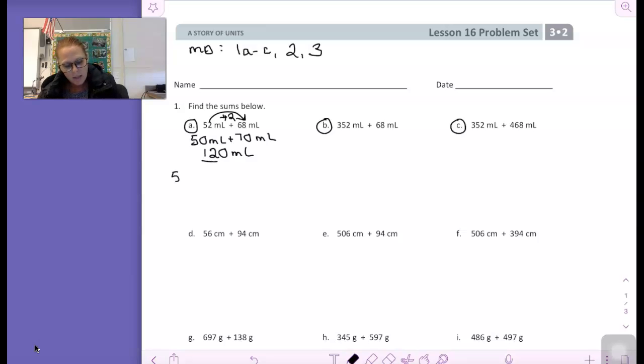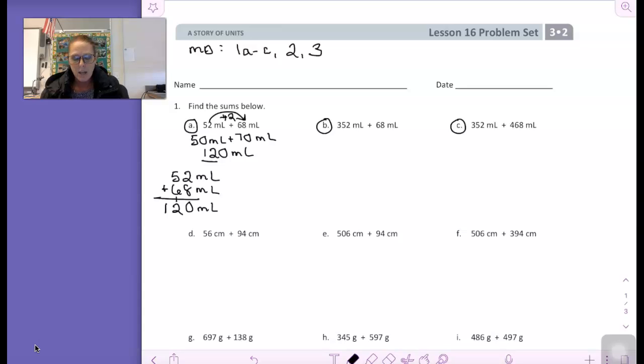You can also do this with the standard algorithm if you prefer. So here we have 2 plus 8. In my mind, I like to think 8 plus 2. And when we're adding, we can do that. We can't do that when we subtract. So 2 plus 8 or 8 plus 2 is 10. So I'm going to make sure that I put my regrouped 10 over here in the tens place. And then I have 5 tens plus 6 tens plus one more 10 is 12 tens, which gives me 120 milliliters. So I get the same answer.